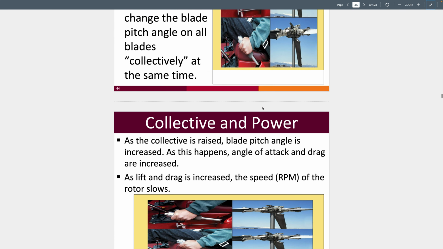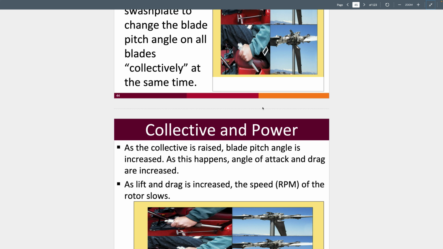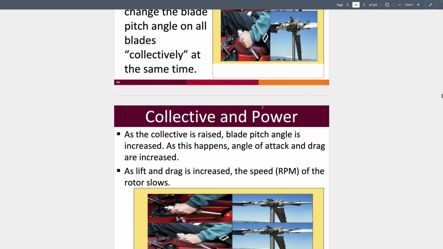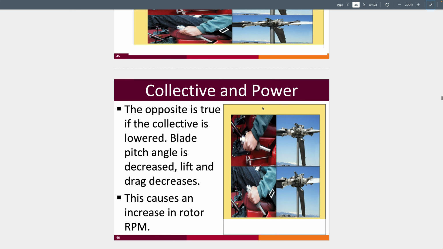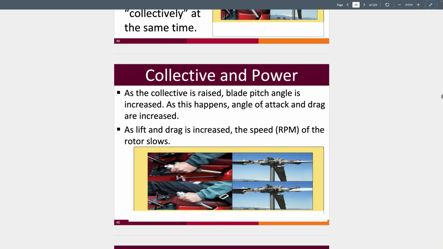To adjust power, at the forward end of the collective lever we have a twist grip or throttle, and this can help us adjust the RPM. As the collective is raised, blade pitch angle is increased. As this happens, the angle of attack increases, but so does the amount of drag. As lift and drag increase, the speed of the main rotor slows down. Remember that a higher angle of attack, while beneficial for creating lift, simultaneously produces more drag, which tends to slow the blades down.